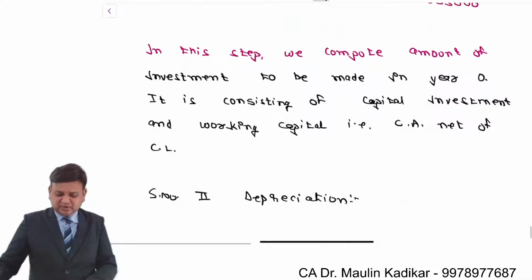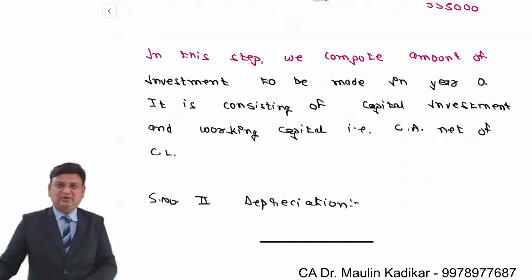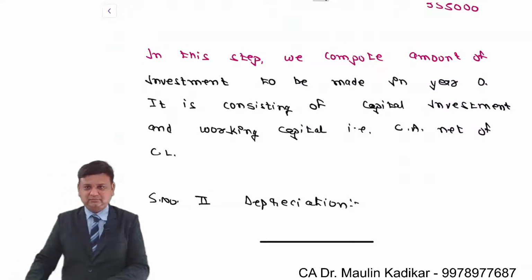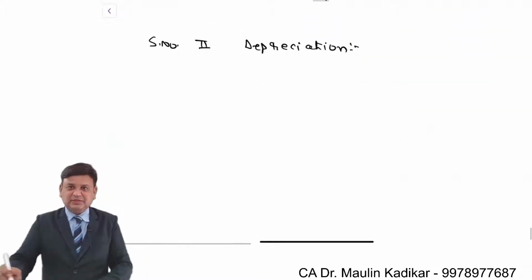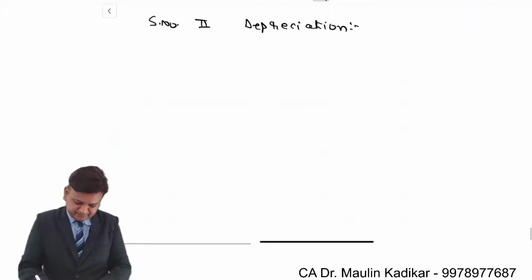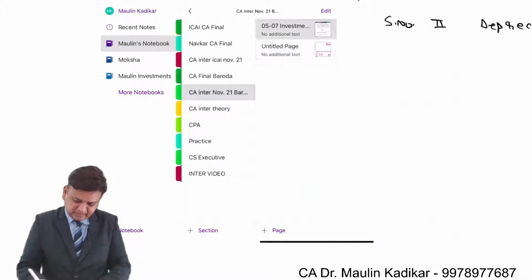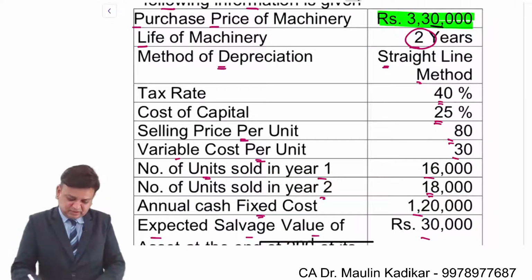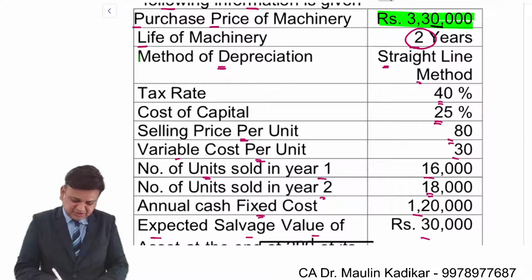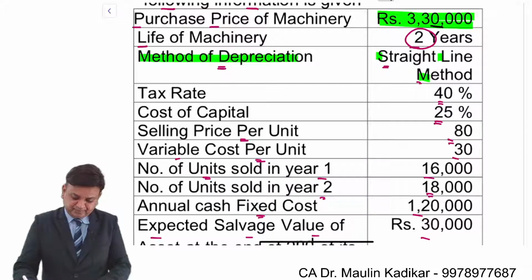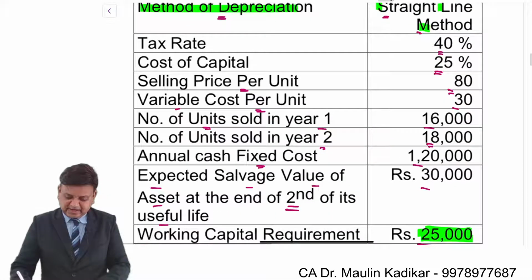Step number 2, depreciation. I want you to tell me what is the amount of annual depreciation. So, step number 2, depreciation. First of all, I am reading the information. The method of depreciation is given to us: straight line method. Time period is 2 years and scrap value is 30,000 at the end of the second year.